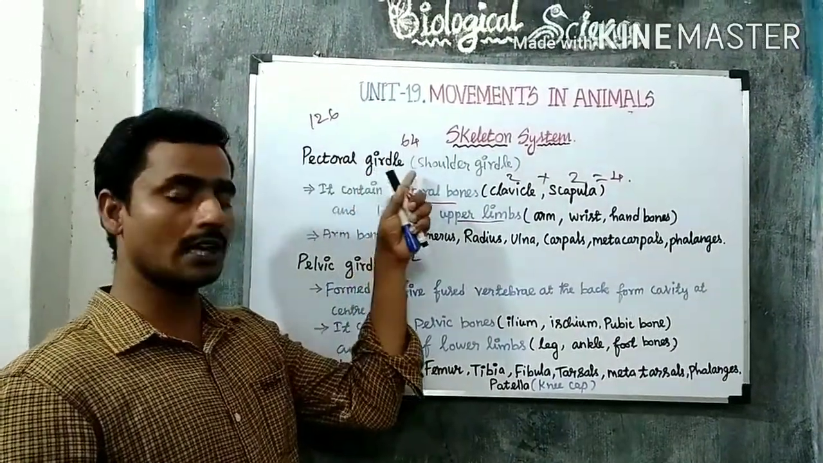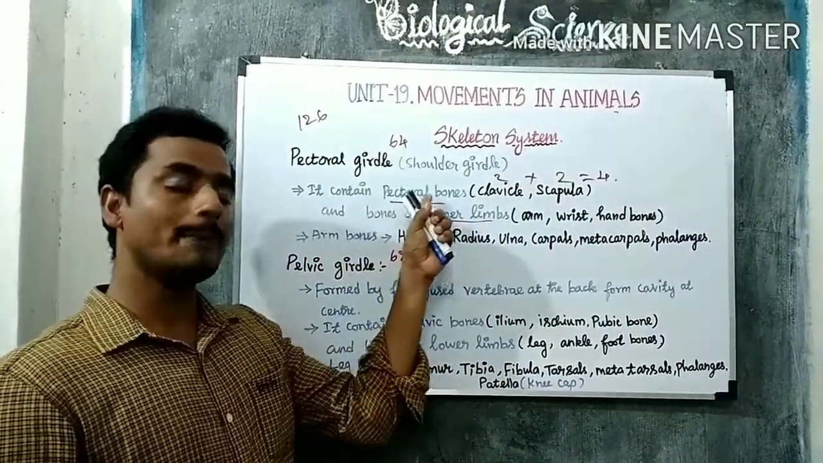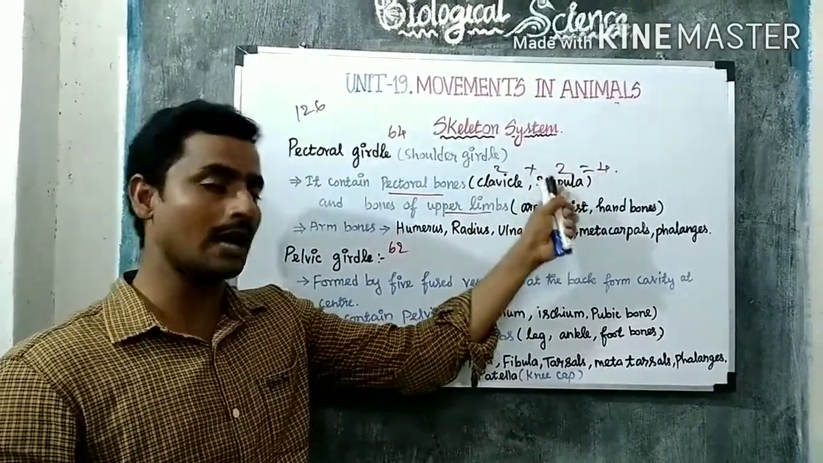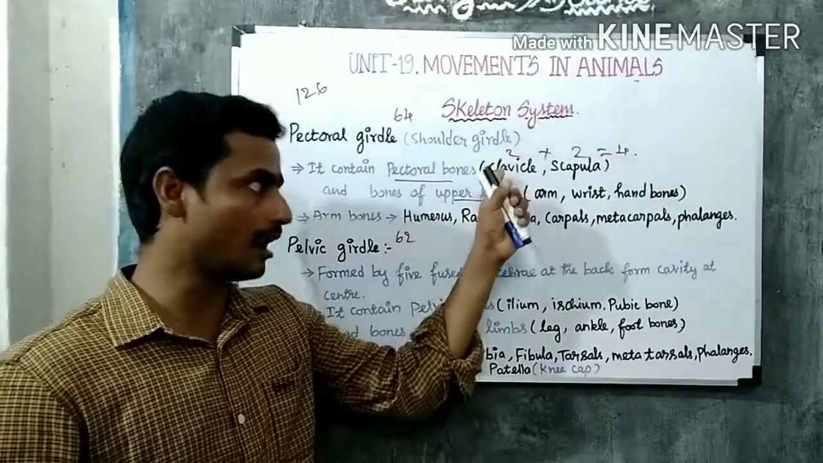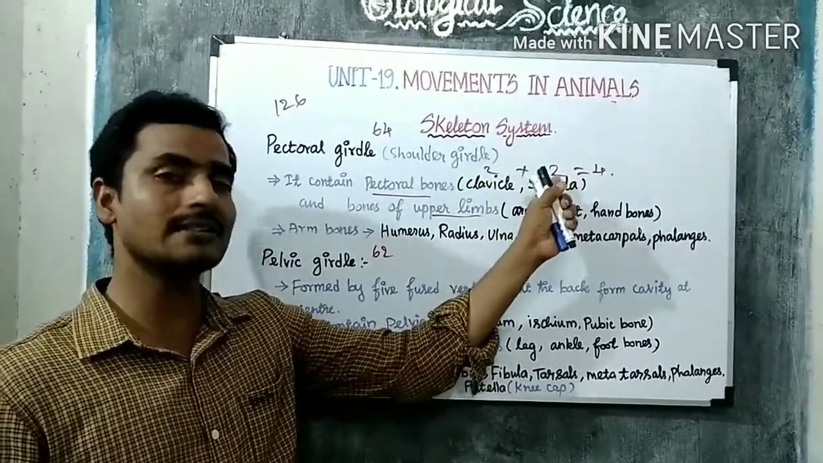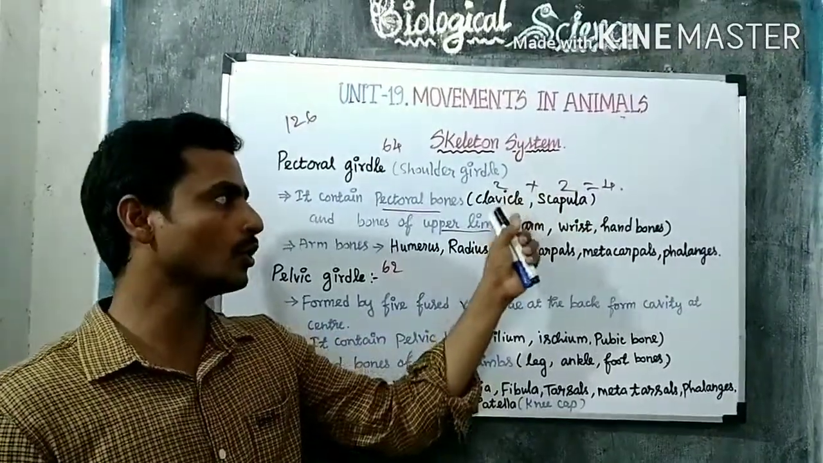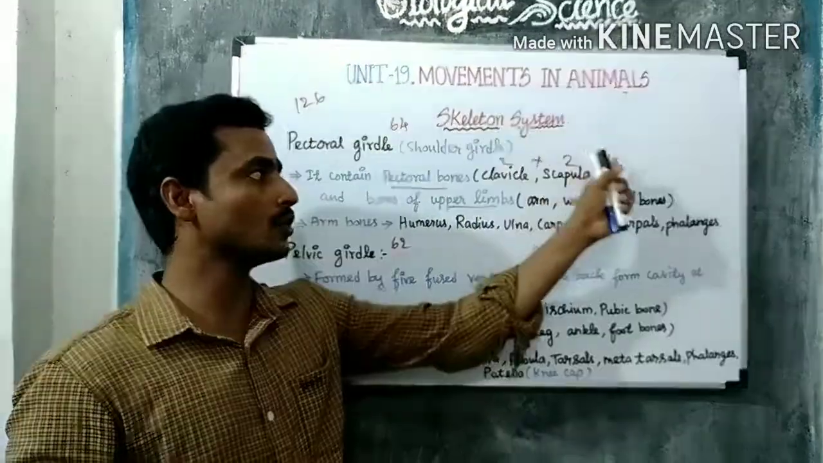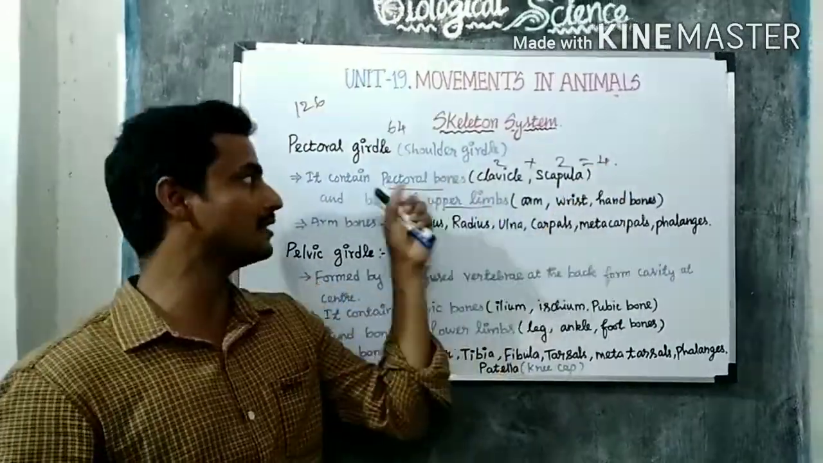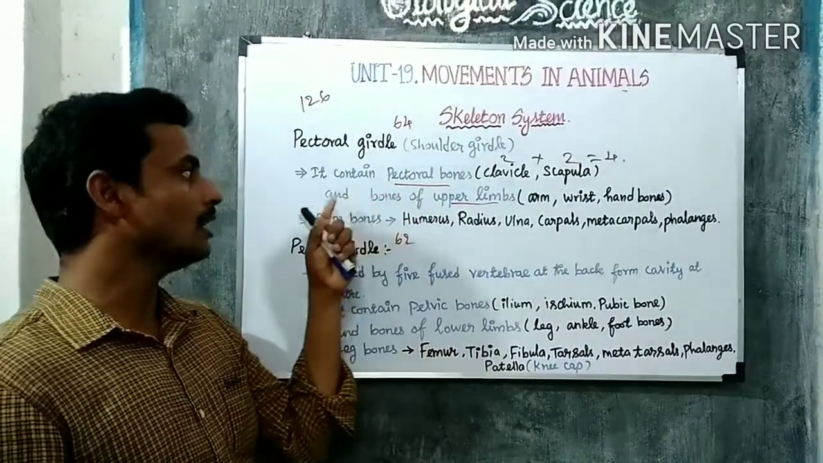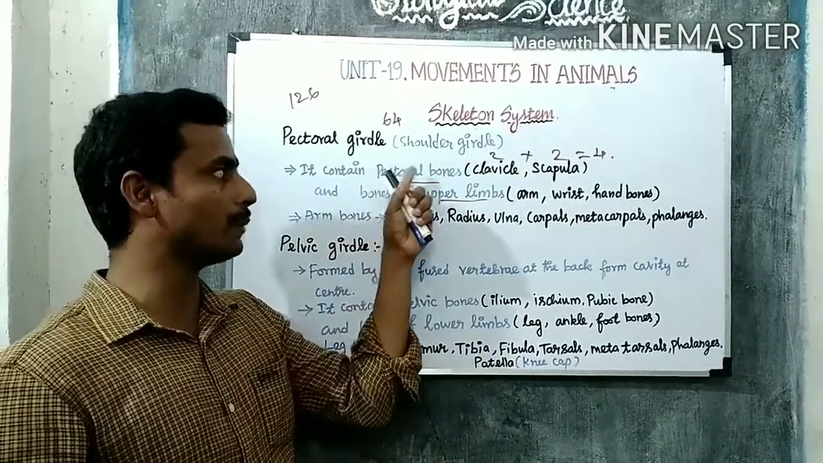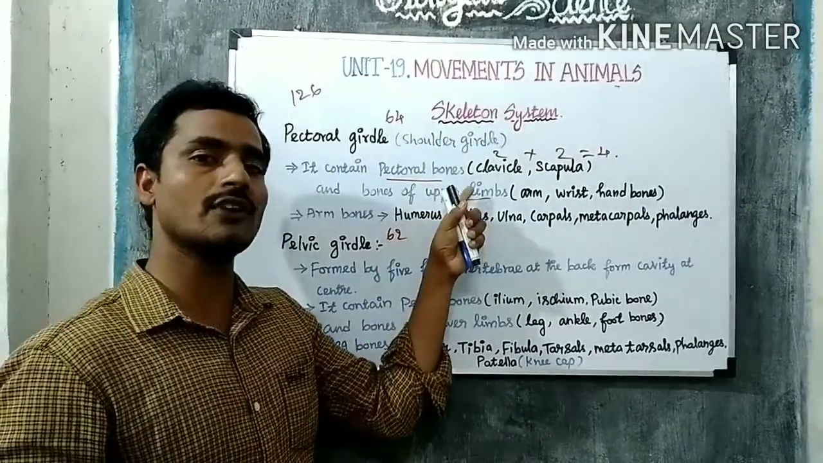So the pectoral girdle contains pectoral bones such as the clavicle and scapula. The clavicle is nothing but the collarbone, and the scapula is nothing but the shoulder bone. So we have a pair of clavicles and a pair of scapulae, which makes 4 bones as the pectoral bones. It also contains the upper limb. The pectoral girdle contains pectoral bones and bones of the upper limb.